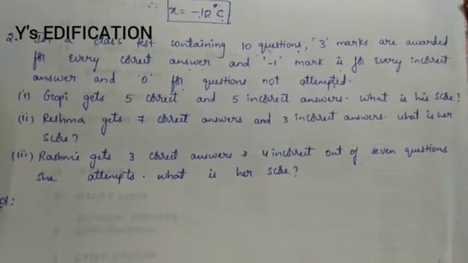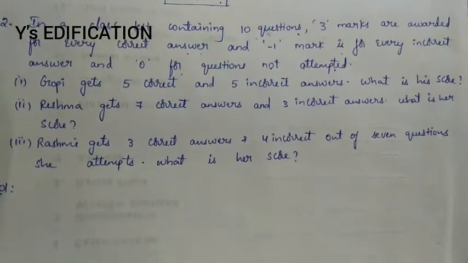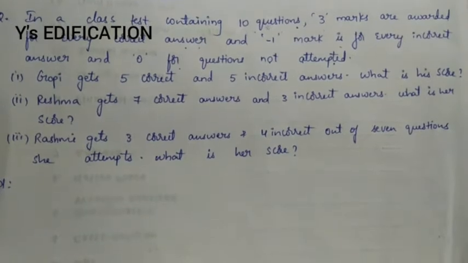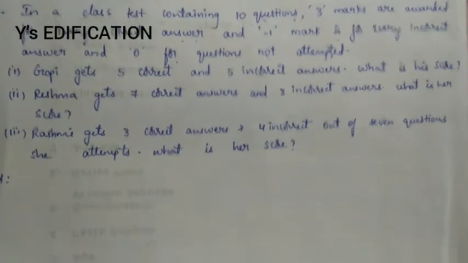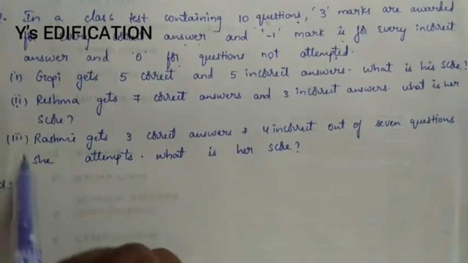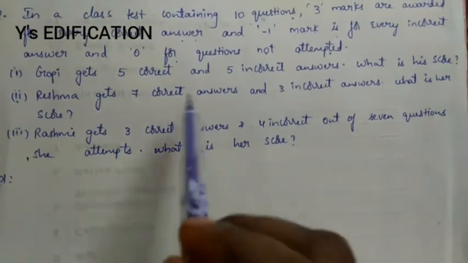In a class test containing 10 questions, 3 marks are awarded for every correct answer, minus 1 mark for every incorrect answer, and 0 for the questions not attempted. And they gave us 3 questions to find the scores of 3 individual persons.